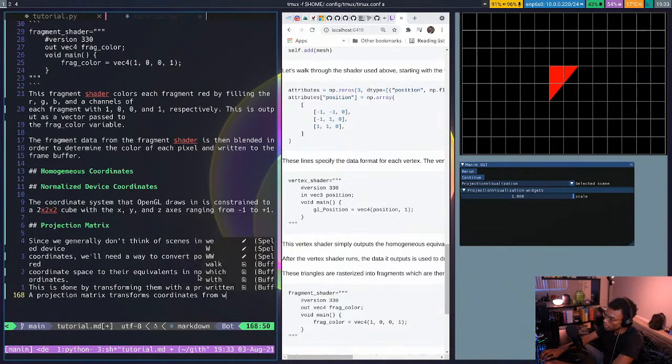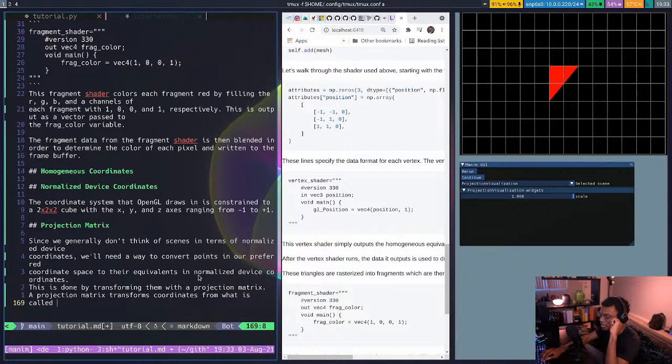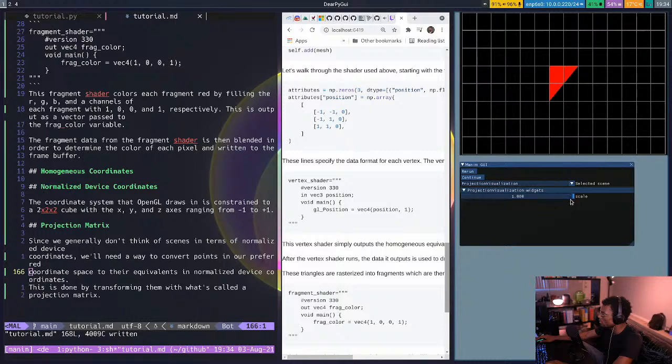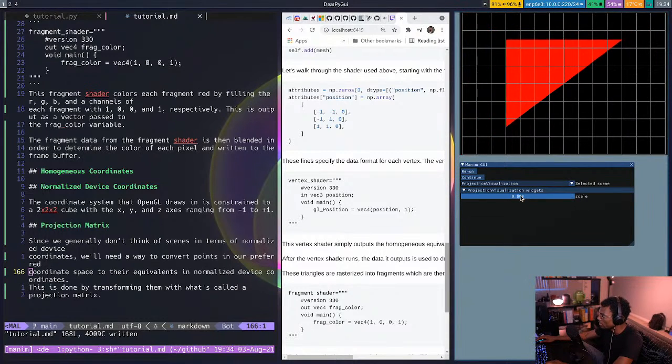Coordinates from what is called... Actually, I don't know if I could talk about the spaces yet. Really, it moves it from camera space into clip space. But we haven't talked about cameras yet, so I guess I can't say that yet. I'll just say what's called a projection matrix. But this makes me want even more to not just say use a matrix. I really want to allude to this idea that it has to be scaled in each direction.